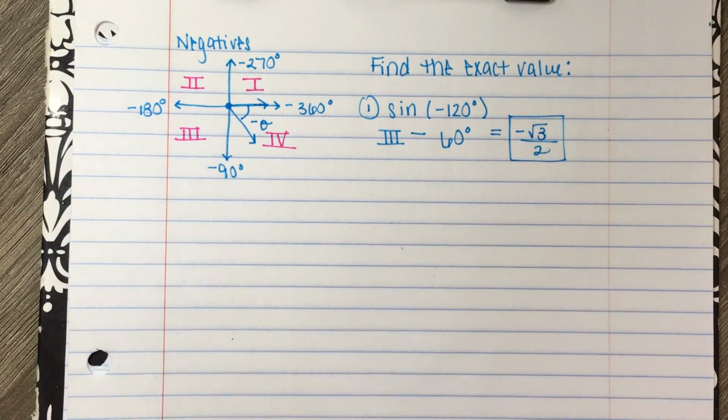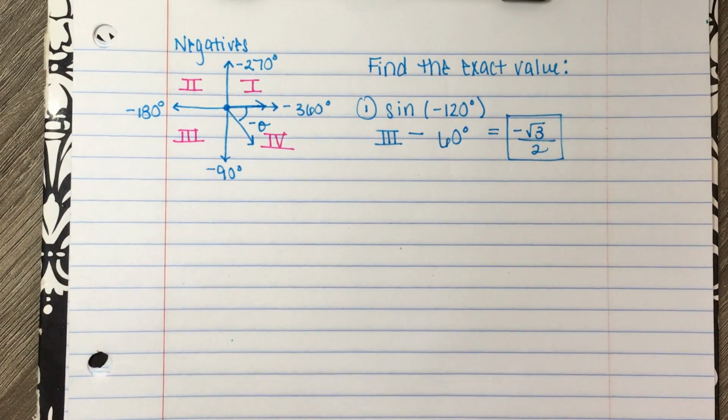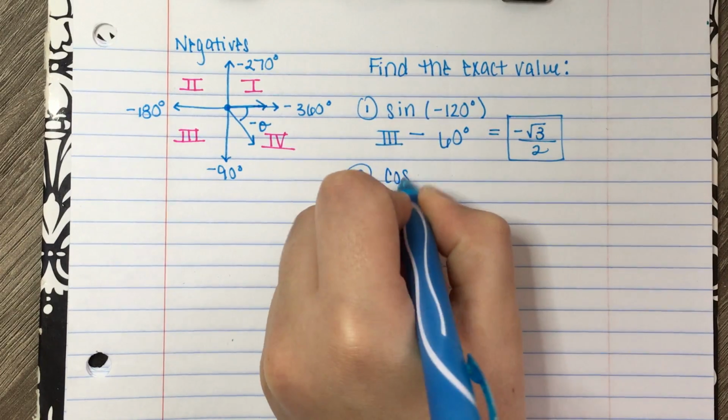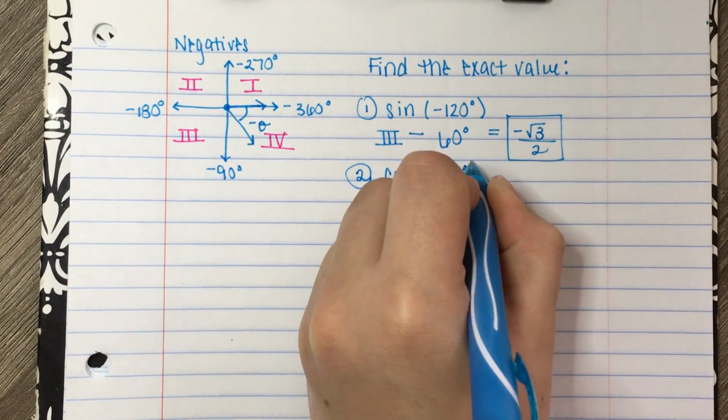And then there's my answer for a sine of negative 120 degrees. All right, let's take a look at number 2. We're going to evaluate cosine of negative 210 degrees.